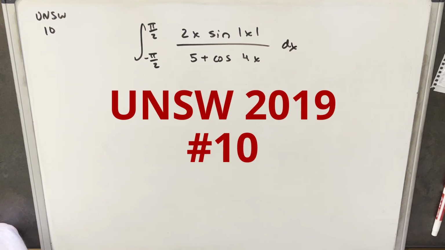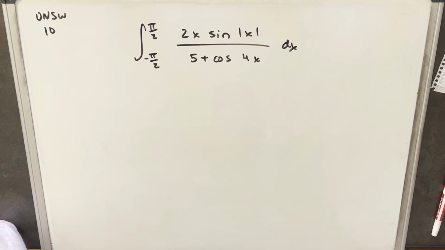Hey, we've got another integral from UNSW Integration Bee 2019. Problem 10: we have the integral from minus pi over 2 to pi over 2 of 2x sine absolute value x over 5 plus cos 4x dx.